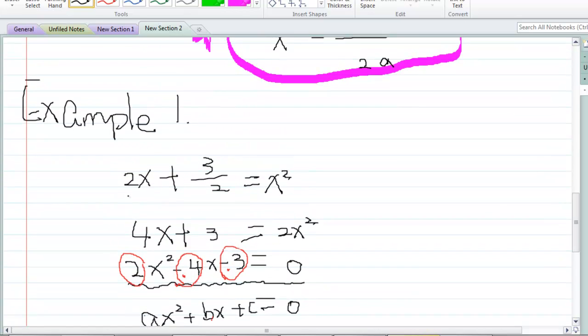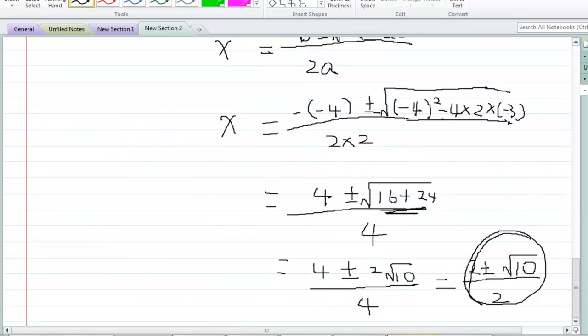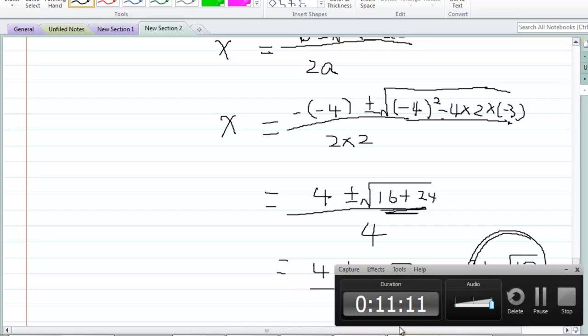You can check if it works by substituting back in what x equals and seeing if the left hand side equals the right hand side. If it does, then great. If not, that means you made some mistake in between. Okay, so that's it. See you next time.